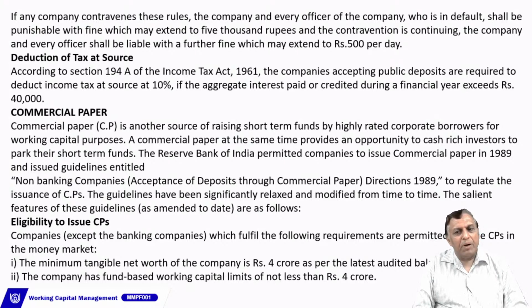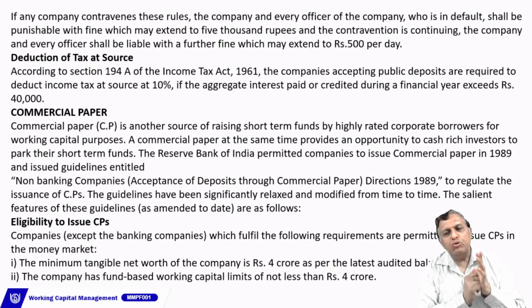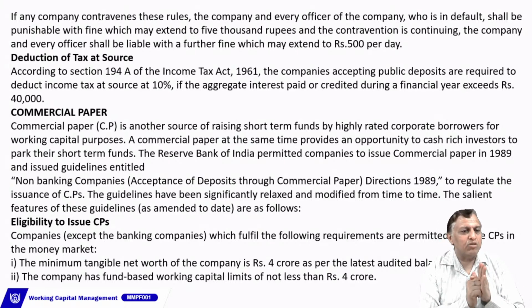The Reserve Bank of India permitted companies to issue commercial paper in 1989 and issued guidelines entitled Non-Banking Companies Acceptance of Deposits Through Commercial Paper Directions 1989. This was the title. Why did they issue these guidelines? To regulate the issuance of CPs, commercial papers. The guidelines have been significantly relaxed and modified from time to time. The salient features of these guidelines are as follows.